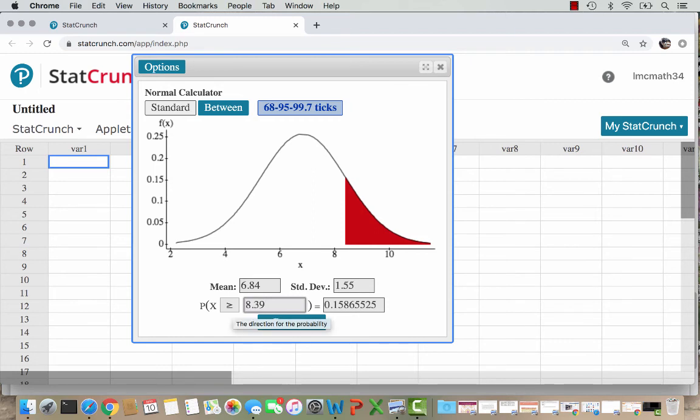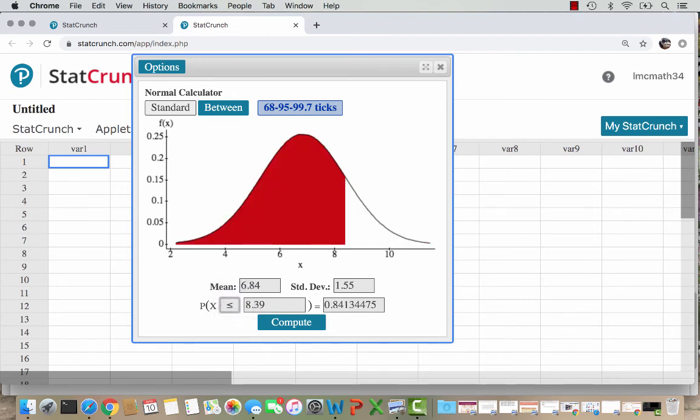And then if I want to know the area less than 8.39, I just click on my inequality and switch direction, and there is my 0.8414. You might notice here in the normal calculator, there's a spot for the 68, 95, 99.7 tick marks. So you can go ahead and click there, and they show up here on the distribution. They rounded a little bit differently. They went to 1 decimal place. I went to 2 decimal places, but overall, the values are close. The differences are usually just due to slight rounding differences.